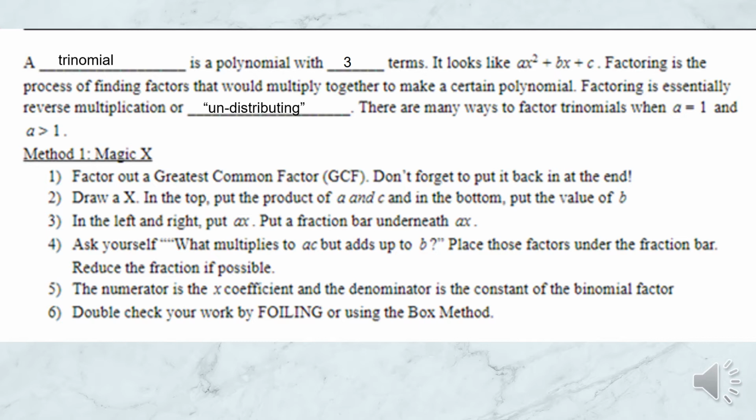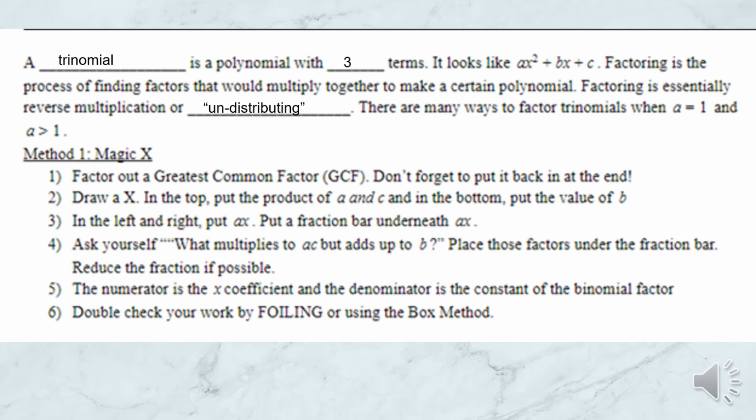In step 1, we're going to factor out a GCF, or a greatest common factor, if it has it. Then we're going to draw an x and put the product of a times c at the top, and we're going to put b at the bottom. In the left and right, we're going to put a times x with a fraction bar.